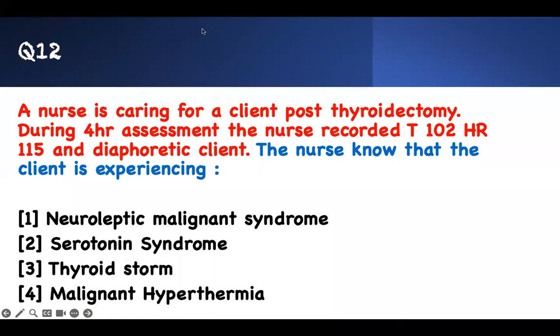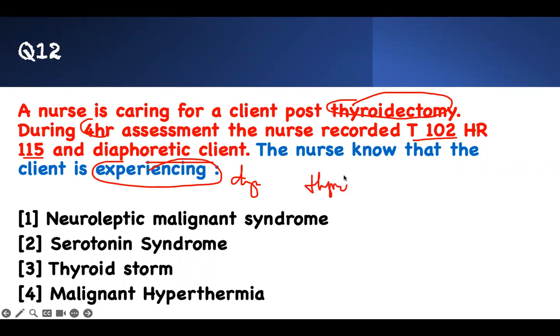What do we have here? The next note says the client is experiencing something, so you have to make a diagnosis. What is the problem? The nurse is caring for a client post-thyroidectomy. Keywords, underline: after surgery of the thyroid. During the 4-hour assessment, the nurse reported temperature 102, tachycardic, diaphoretic. You say to yourself, content, rewrite your content: thyroid surgery, 4 hours, I'm checking them. Everything is up. What is the problem?